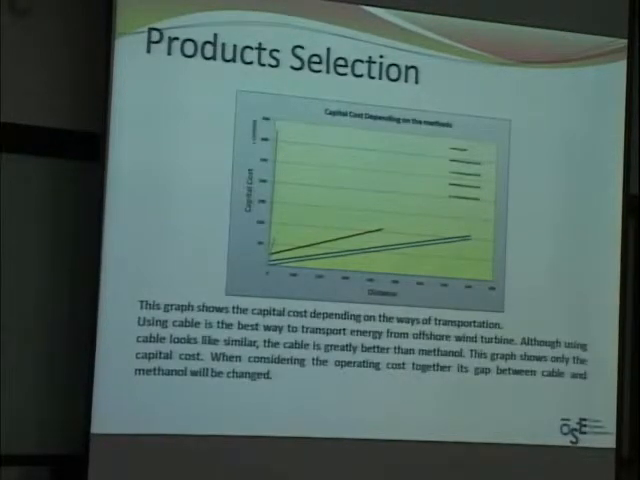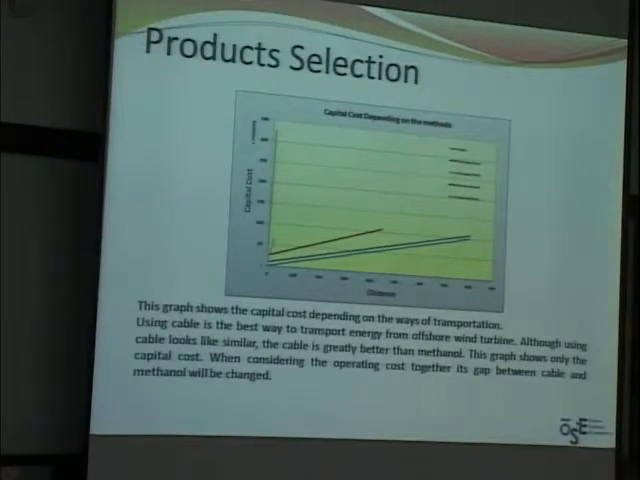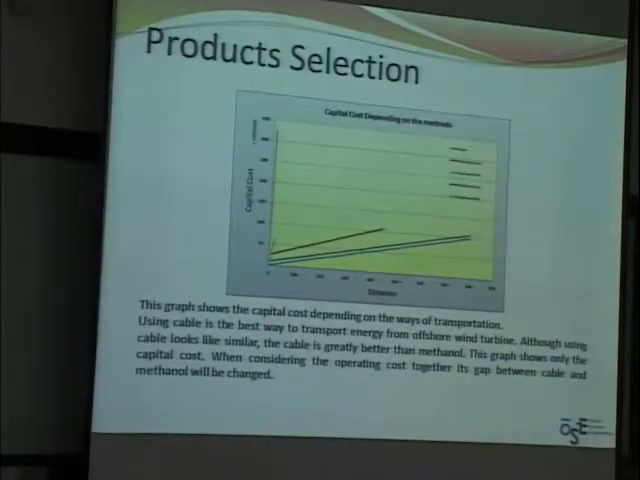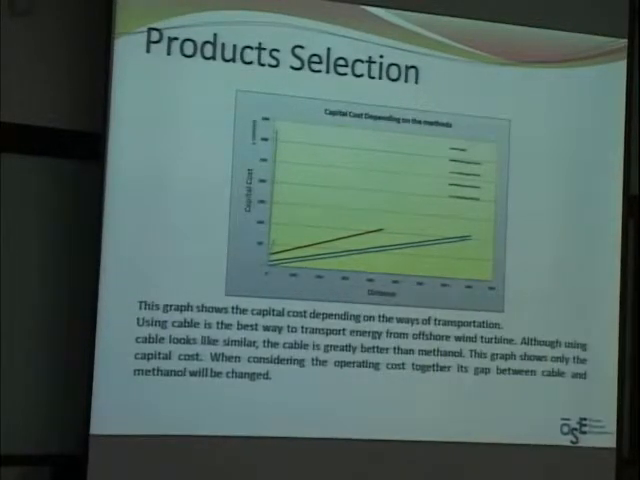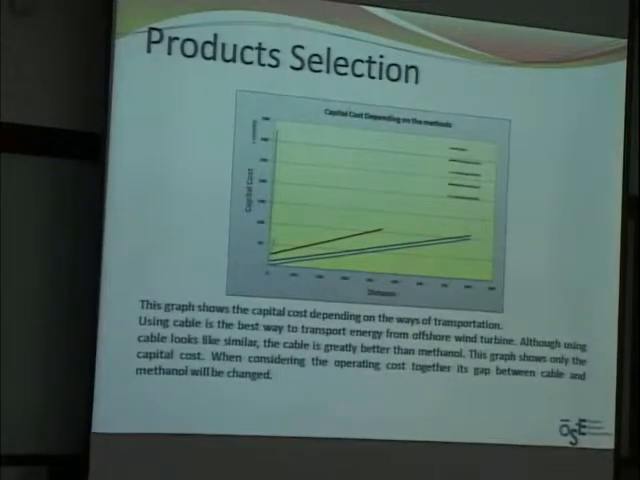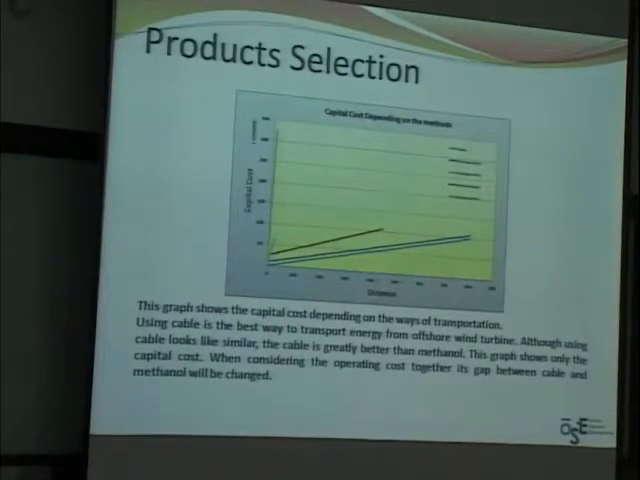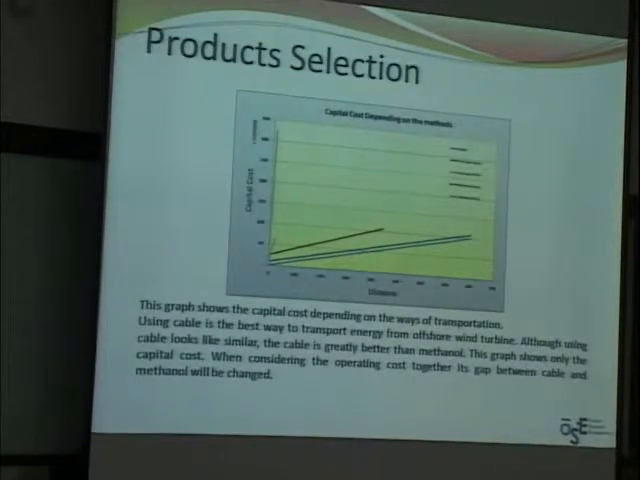This graph shows the capital cost depending on the ways of transportation. Using cable is the best way to transport energy from offshore wind turbine. This graph shows only the capital cost. When considering the operating costs together, the gap between cable and methanol will change. We think that producing methanol is more efficient through cost and price calculation.